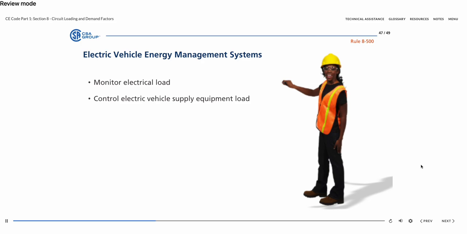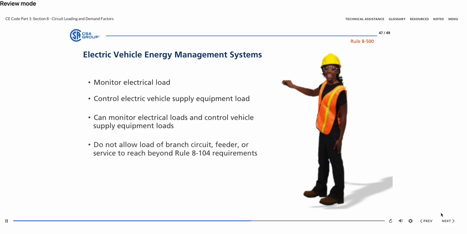Rule 8-500-1 states that the electric vehicle energy management systems are permitted to monitor electrical loads and control electric vehicle supply equipment loads. An electric vehicle energy management system must not permit the load of a branch circuit, feeder, or service to go beyond the requirements of 8-104, 5, and 6, according to Subrule 2. In Subrule 3, an electric vehicle energy management system is permitted to control electrical power using a remote means.